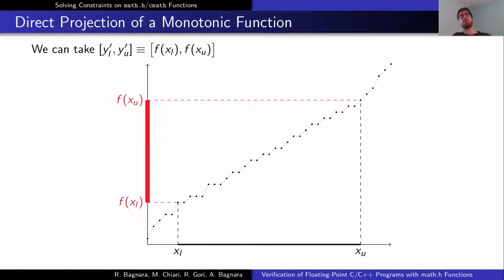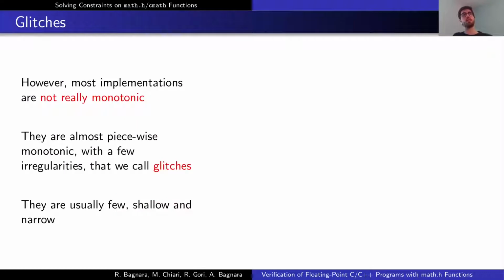So we get the bounds for the output. But this works only on monotonic functions. But are these functions really monotonic? Well, actually, no. We found out by exhaustive testing of the most common implementation that very often they are not.